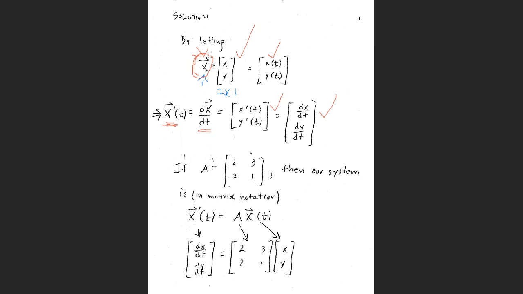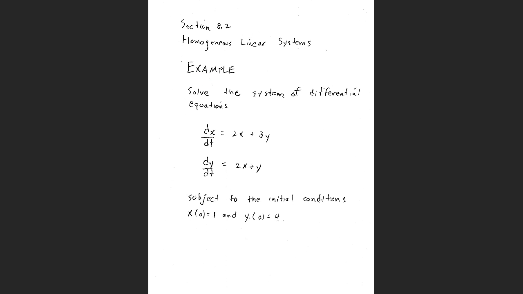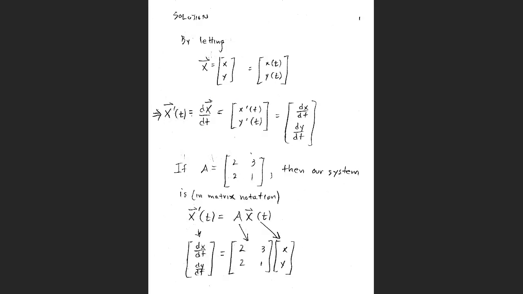So if the matrix A then has these numbers in it, 2, 3, 2, and 1, and I'll come back to this, you'll notice that 2, 3, 2, and 1 are the same, they're the coefficients of x and y in our system. So that's how I come up that A equals 2, 3, 2, 1, that 2 by 2 matrix. This is a 2 by 2 matrix. It has 2 rows and 2 columns.